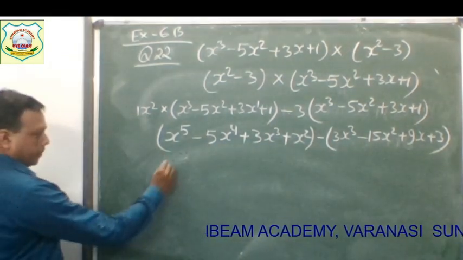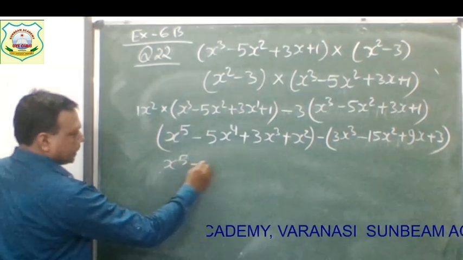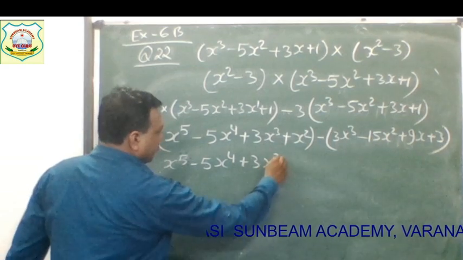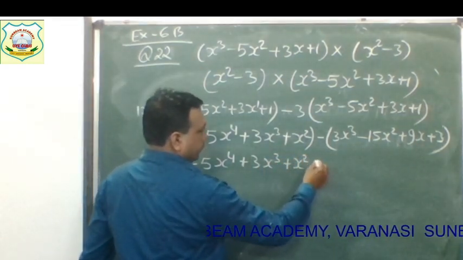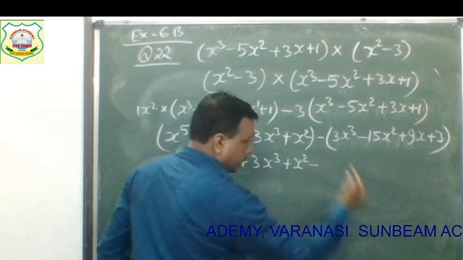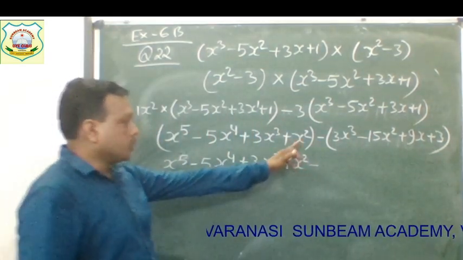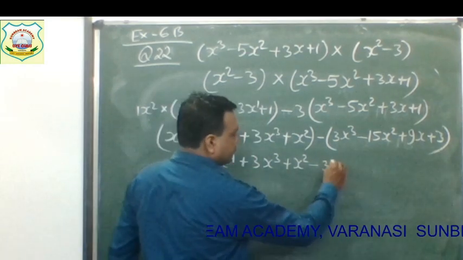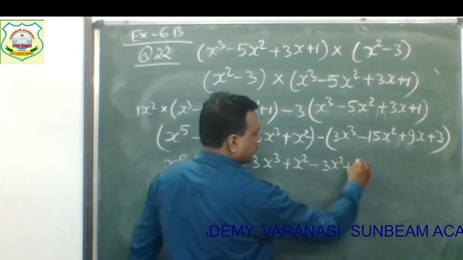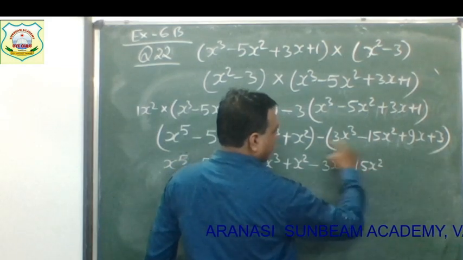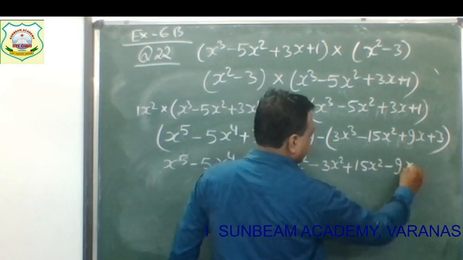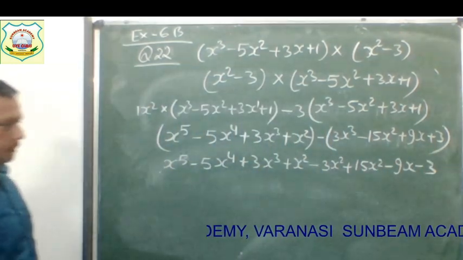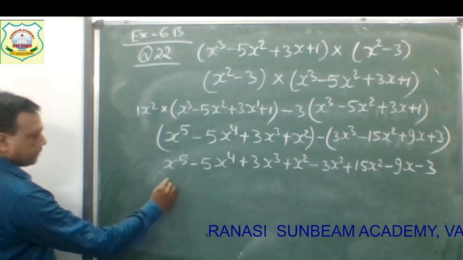Now next, open the bracket. x power 5 minus 5x power 4 plus 3x cube plus x square. Now we are going to open the minus bracket, so the signs will be changed. Minus 3x cube will come as plus, 15x square minus, plus minus 9x, minus plus, that is minus 3. Clear, students?